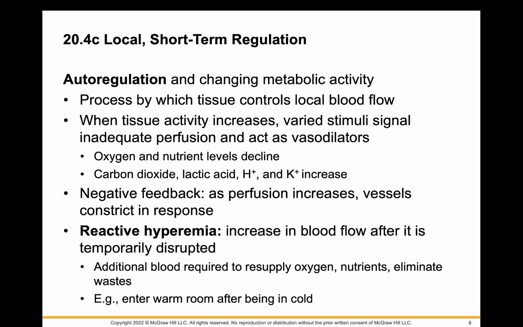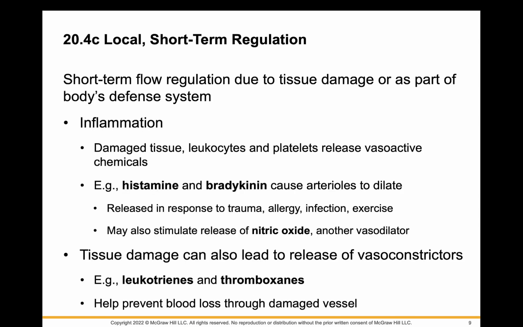Another example is, imagine someone is taking your blood pressure. They increase the pressure within the cuff and it's really tight. So basically, downstream from the cuff, that area is not getting any flow. Once you release the pressure within the cuff, there is going to be an increased flow in that area to make up for the time in which blood flow was interrupted by the constriction of the blood pressure cuff.